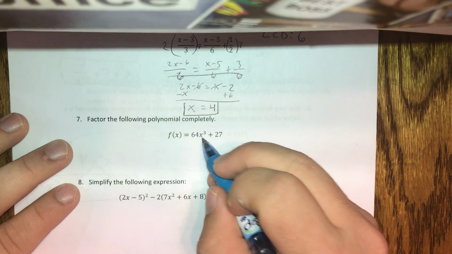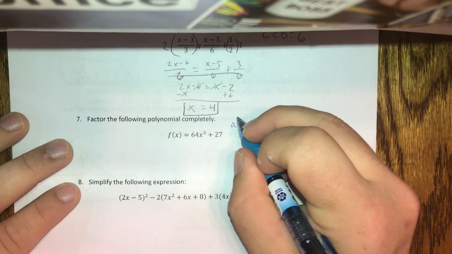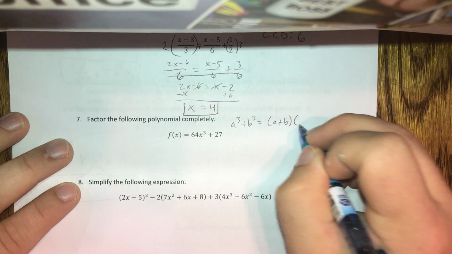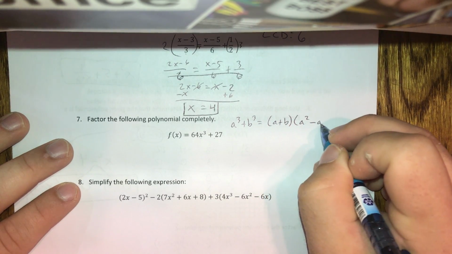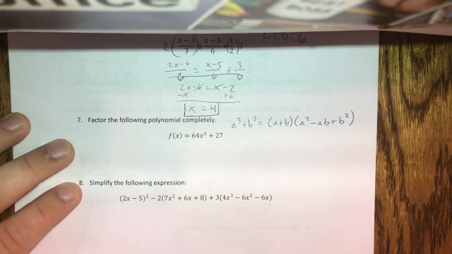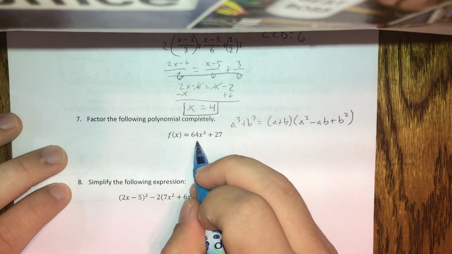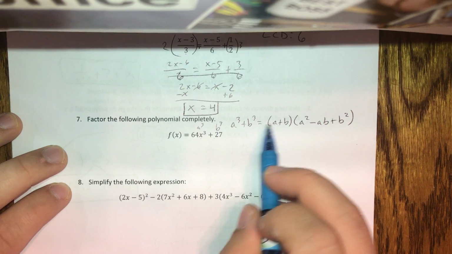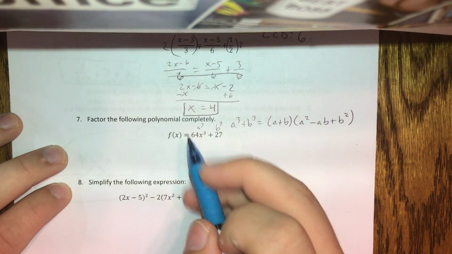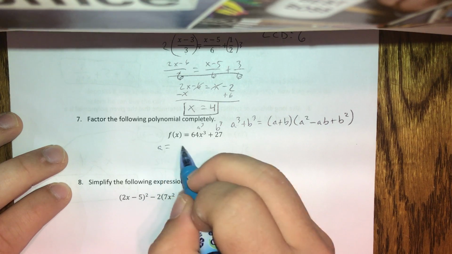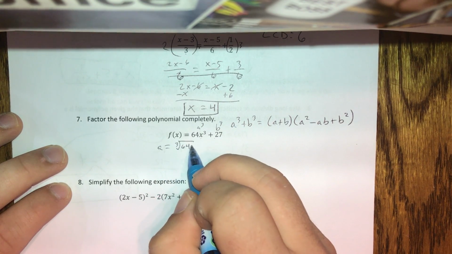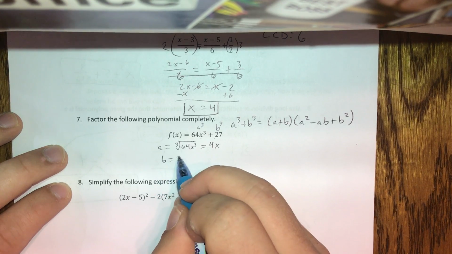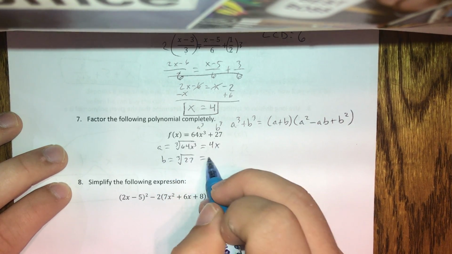This one is the sum of cubes, which the formula is a plus b, a squared minus ab plus b squared. And so this is my a cubed and this is my b cubed. And to find my a, we're going to do the opposite of cubing, which is cube root. And so to find my a, we're going to take the cube root of 64x cubed, which is 4x. To find the b, we're going to do the cube root of 27, which is 3.